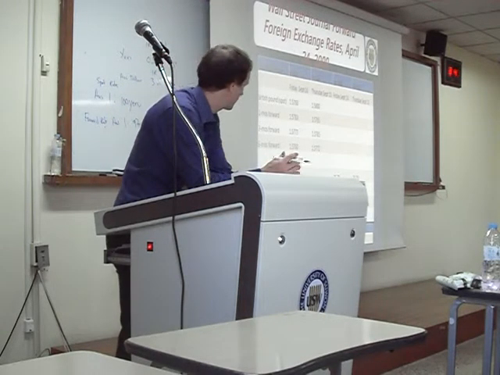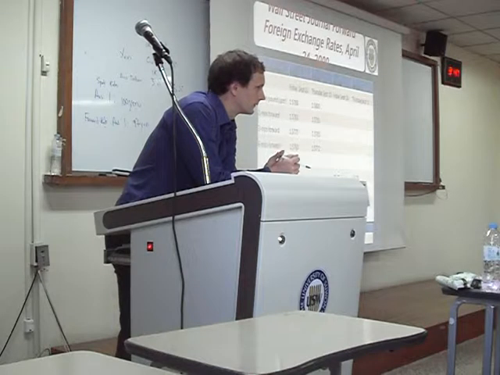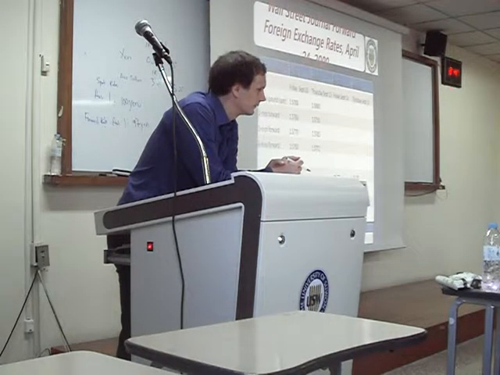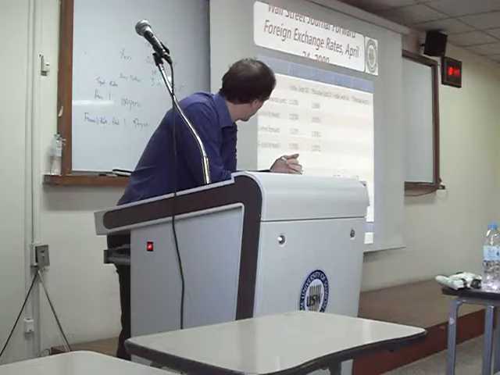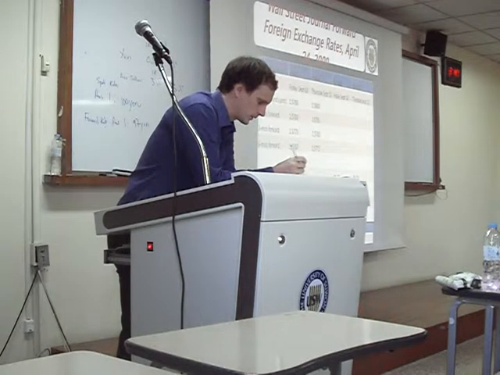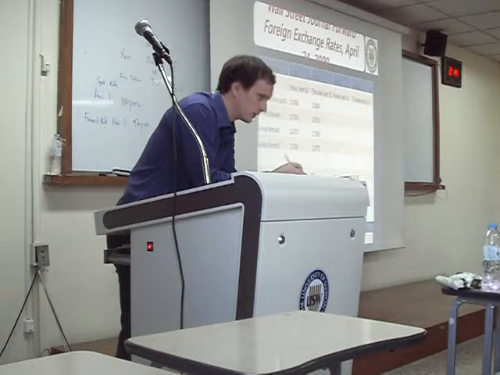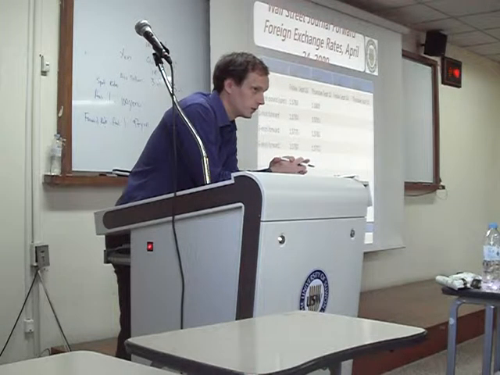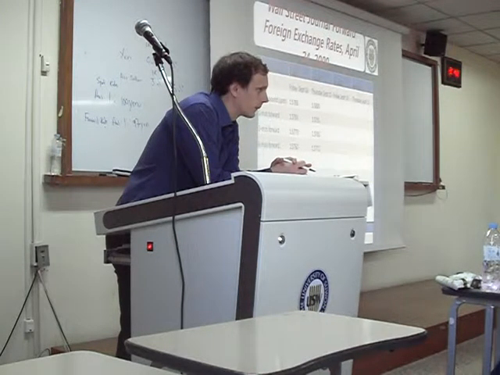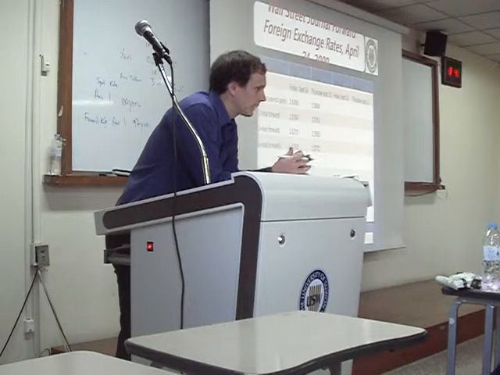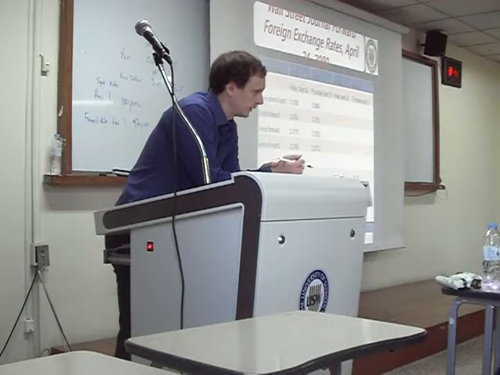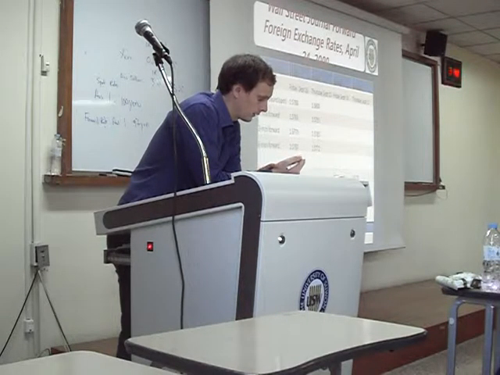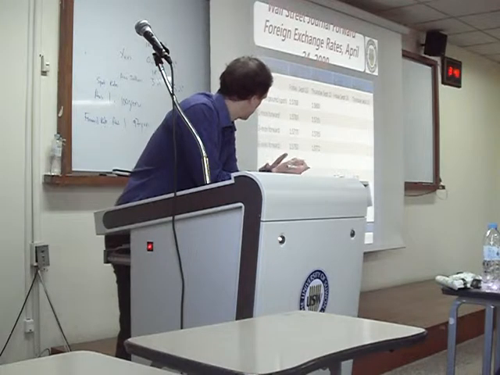First one, the British pound. So the British pound is getting weaker. It means that it's trading at a discount. So we're getting fewer dollars for our 1 pound, so it's getting weaker and it's going to be at a discount. Which country do you think has higher inflation, the UK or the US? The British pound is getting weaker. Which country do you think has higher inflation? UK, right?